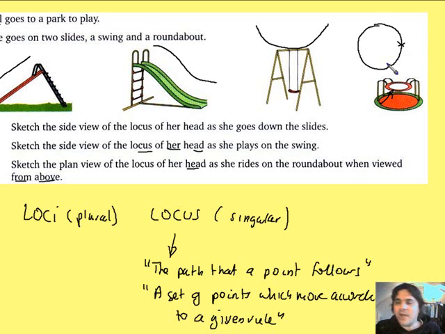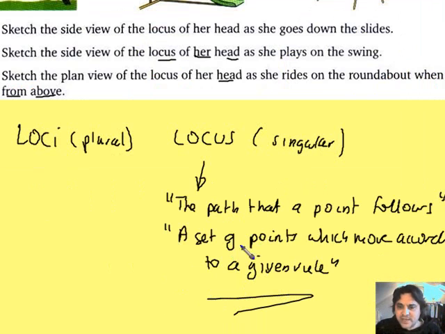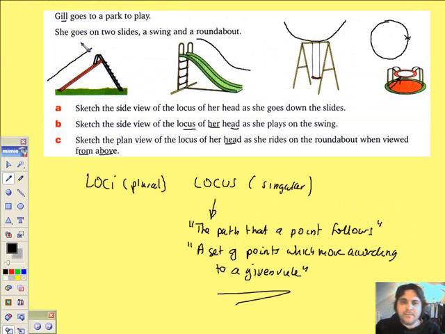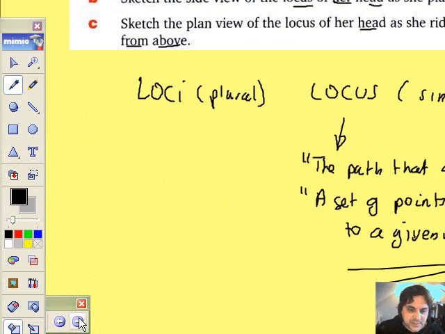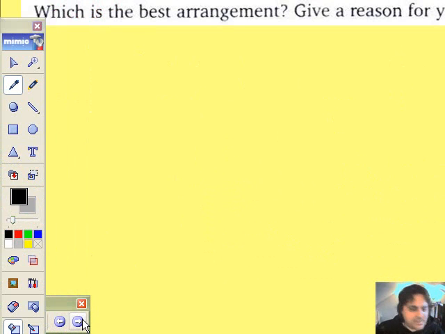So if you like, her head is the point, and that point follows a given path. Or if we look at snapshots of this one point, then it's the set of points which move according to this given rule. Now just check how the book defines it. Yeah, it is a path that a moving point follows, or a set of points that follow a given rule. So, got the idea? Things that move, join them up and show a path. That's a locus.